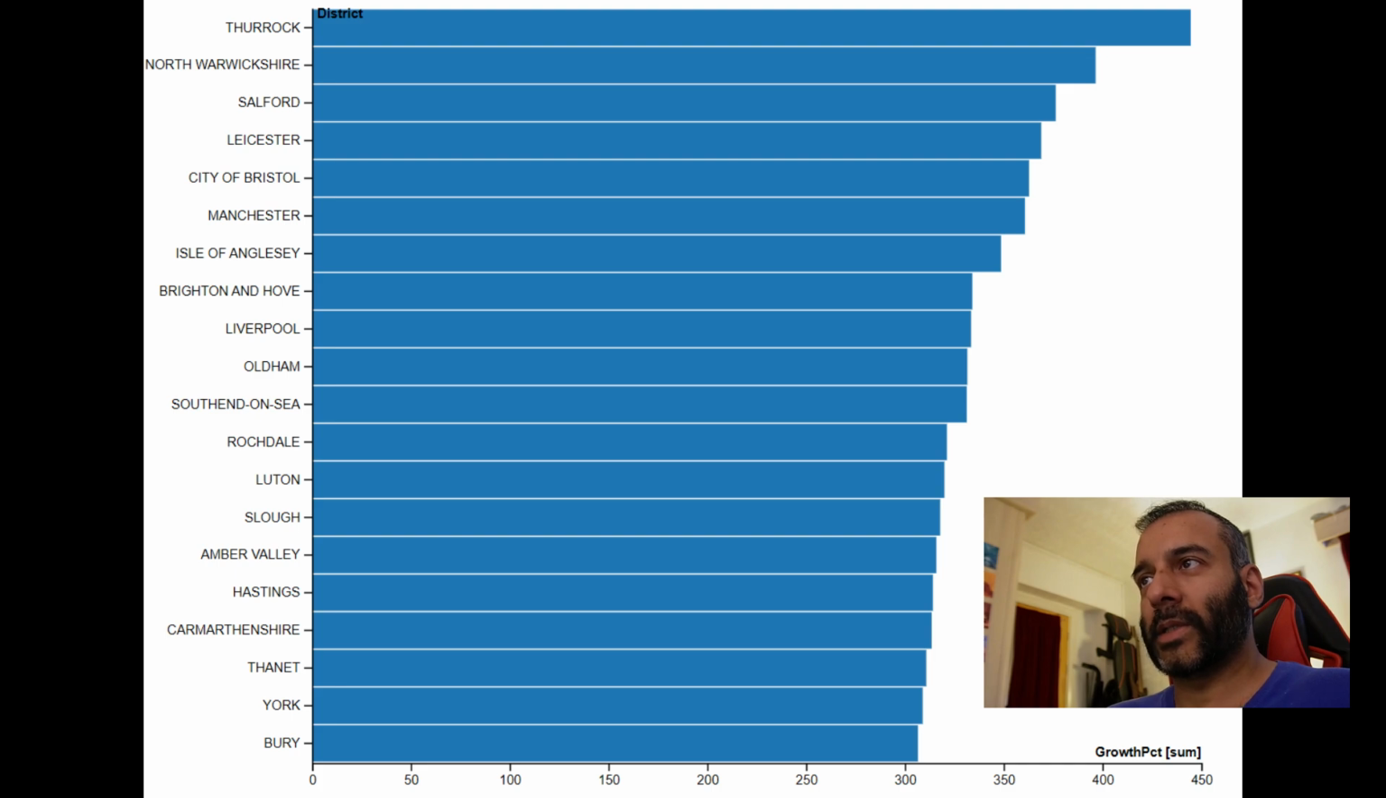Now, another thing to notice is the mix of counties. You've got different regions represented here, which shows that strong growth isn't just limited to one part of the UK. It's happening in multiple pockets, but not evenly. Some areas are clearly outperforming the rest.